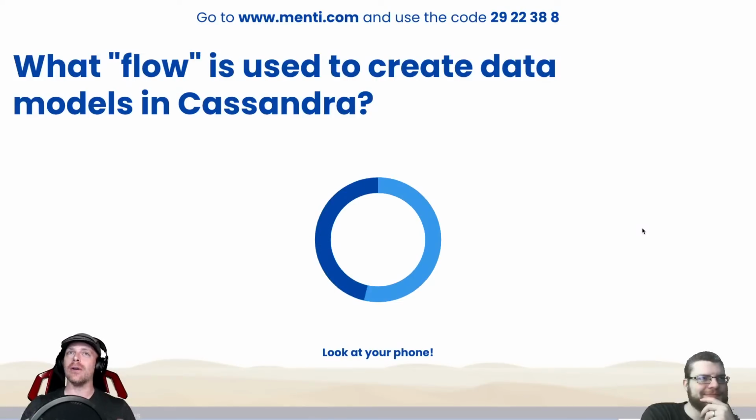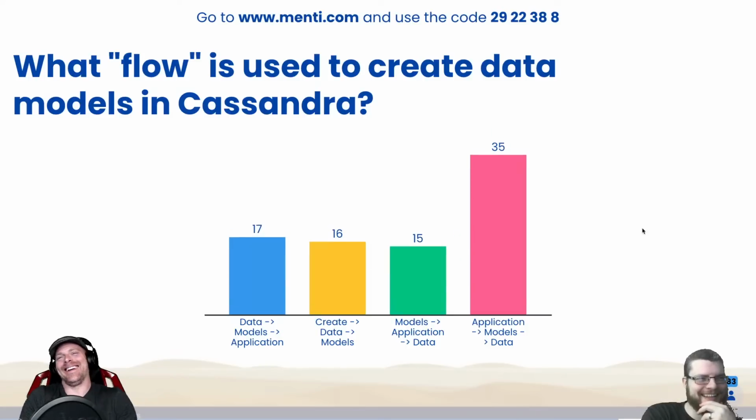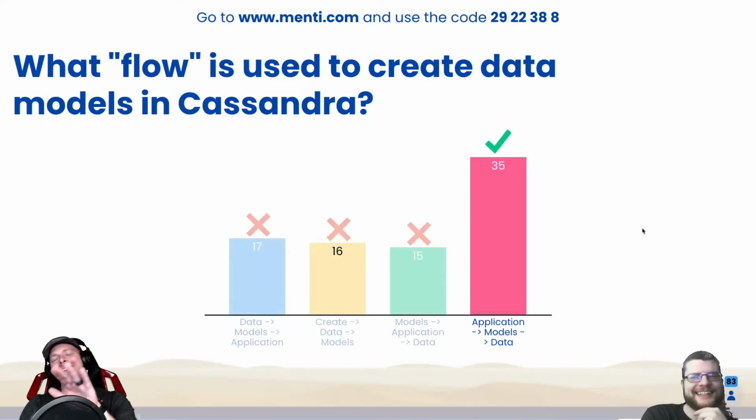What flow is used to create data models in Cassandra? This one's very wordy. You go from data to models to application. Create data models. Models to your application, to data, or application, then models, then data. That was very wordy. Goodness, I got confused reading that. It is hard to look at. Yeah, you know something? I'm so sorry. I think we're going to change this one because that one is really hard.